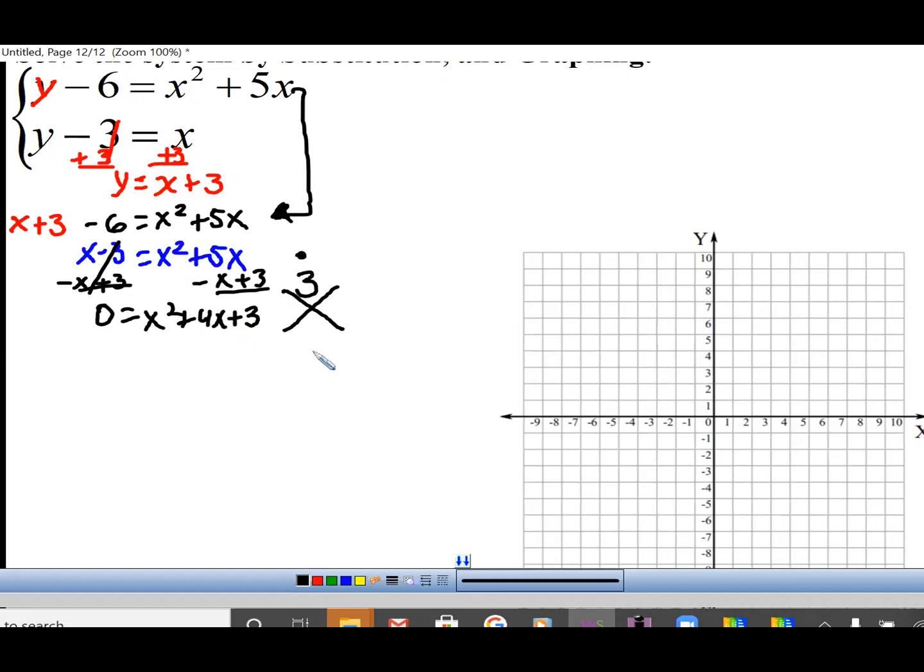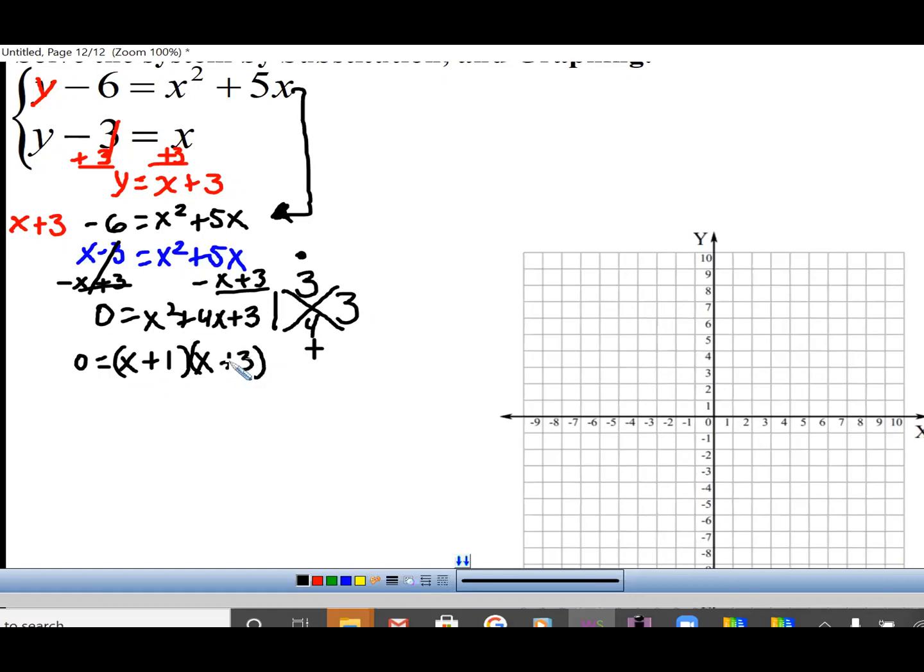3, 4 underneath, factors of 3 that add up to 4. Well, that's 1 times 3. All right, so from there, 0 equals parentheses times parentheses. X squared is x times x. And the two values that we came up with is +1 and +3.